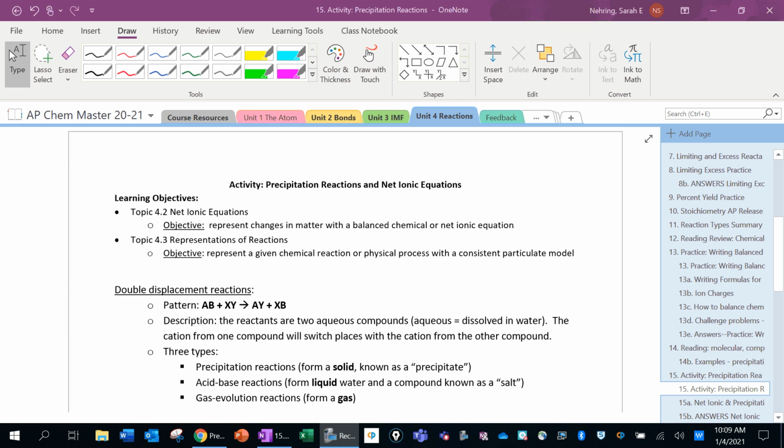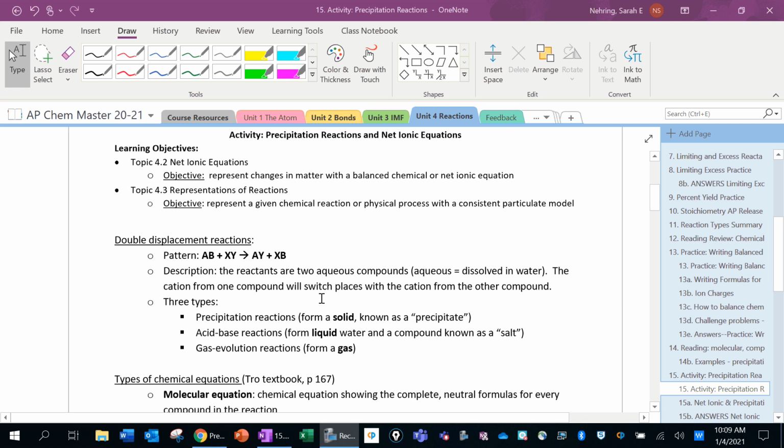Okay. So first, we do a quick overview of what a precipitation reaction is. It is a type of double displacement reaction, and in a double displacement reaction, the reactants are both aqueous compounds. And notice in this pattern that A and X switch places, so the two cations will switch places with each other, forming two new compounds. And if a reaction occurs, then one of the products will either be a solid, a liquid, or gas. If you form a solid, we call this a precipitation reaction. And those are the type that we're going to focus on right now.